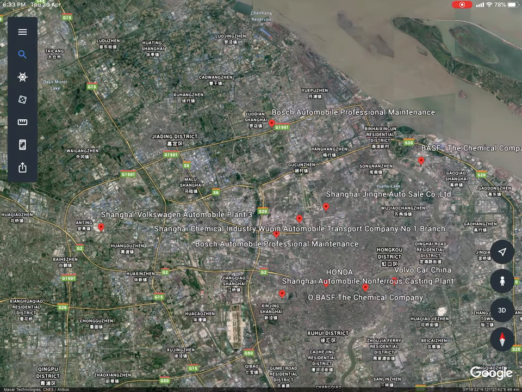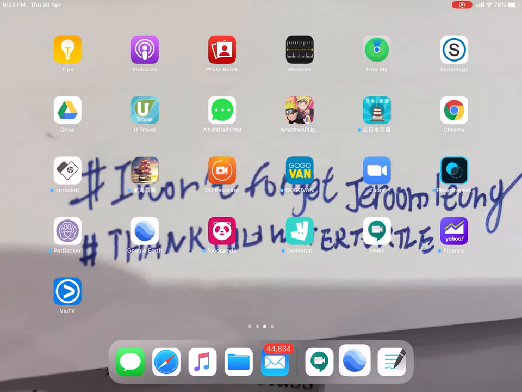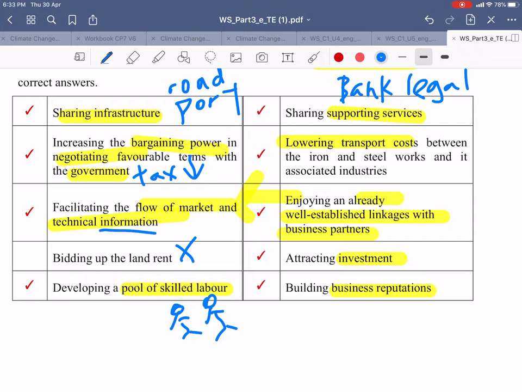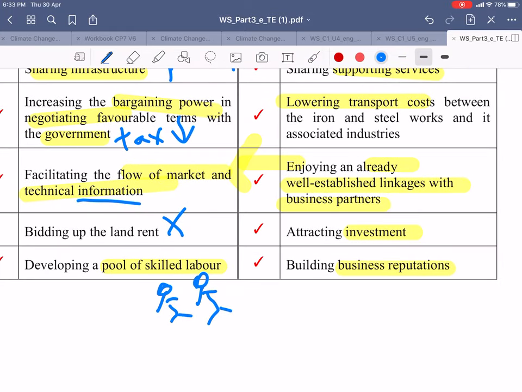But anyway, you can see it is less than 100 kilometers, so that the raw material of the automobile, which is the steel or the coal, can be transported easily. There is a well established linkage between the business partners, okay? Just like the relationship between Baosan and Volkswagen, they are good friends, and they can give the raw material to Volkswagen on time, okay?